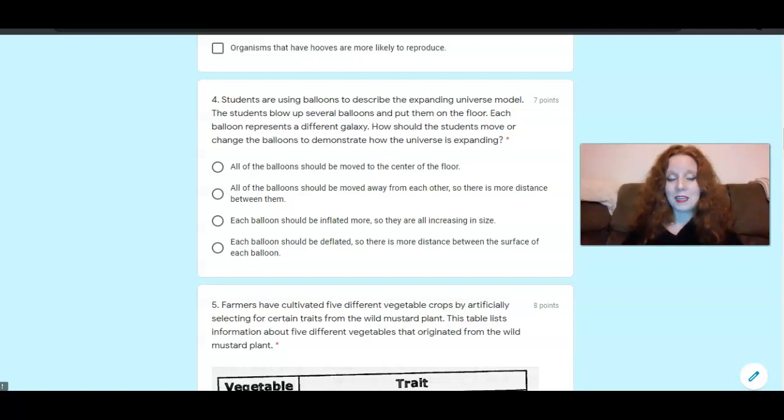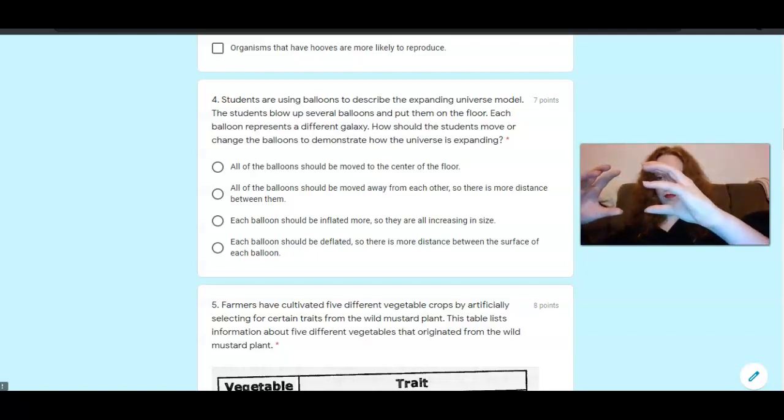I think B and D are both very good, very valid answers and easily defendable. And I don't like it, if I'm just being completely honest. But the reason I believe that they chose this one as the correct answer is because it's centering on the distance between the galaxies increasing. Because if you deflate the balloon, it becomes smaller. So that means the gaps between the galaxies are widening.